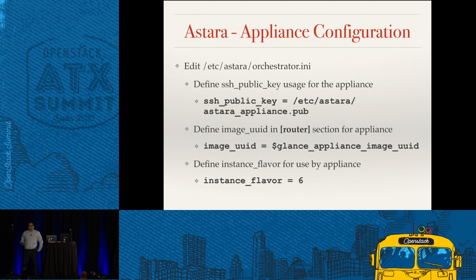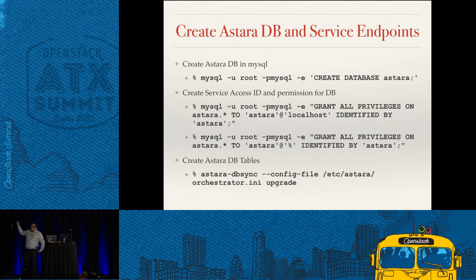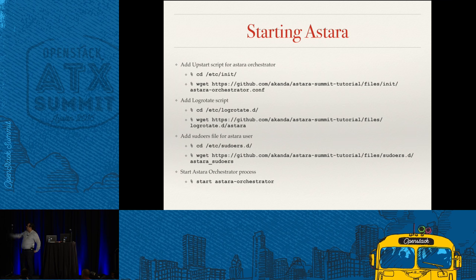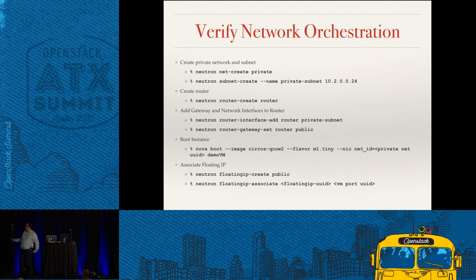just the service provider. And then we have a specific database, right? You create a database, and we populate the tables, give it access. And then we create a service for Astara, because when you start doing high availability clustering, or if Horizon needs to talk to the service, it knows where to talk to. So we create a service as well as the appropriate endpoints for admin, internal, and public. Then we create the upstart script for starting it, log rotate, the sudo files, and then we start the Astara process. And that's pretty much it.